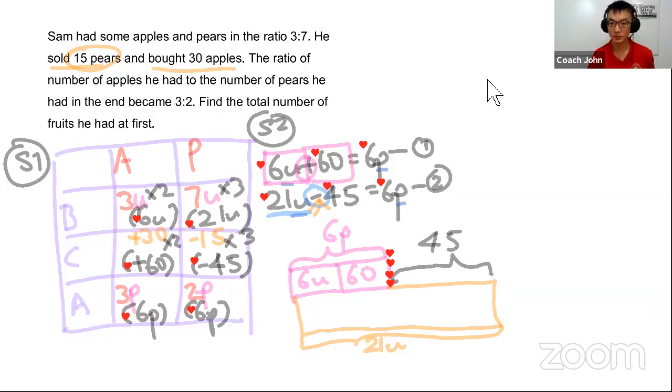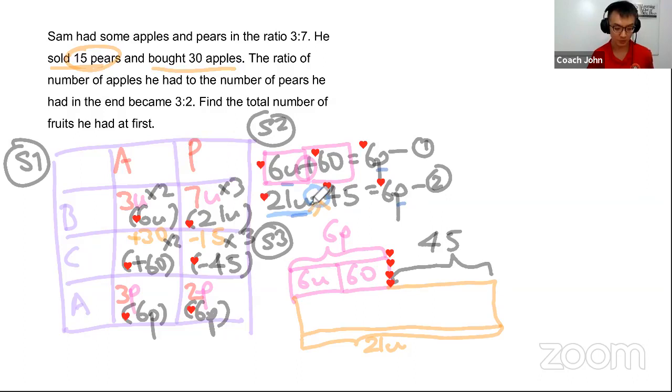Good. So before I solve it, let me recap. You have two steps here. Step one is the table form. Step two is your simultaneous equation. And then if I want to do another step three, it will be using a model to solve the simultaneous equation without going through the algebra method.